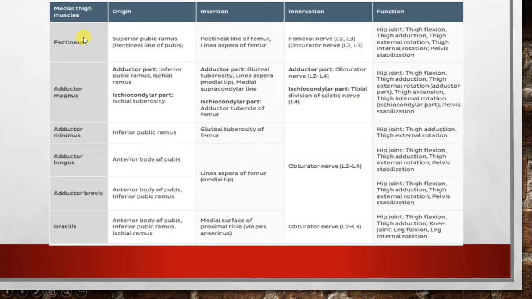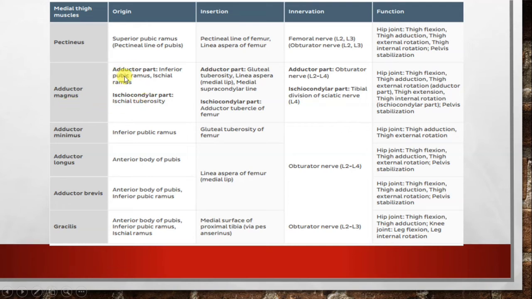First one is the pectineus, arising from the superior pubic ramus. Insertion is the pectineal line of the femur, linea aspera also. It has two innervations: the femoral nerve as well as the obturator nerve, which is coming from the obturator foramen. Functions of the pectineus are thigh flexion, thigh adduction, thigh external rotation, thigh internal rotation, and pelvis stabilization.